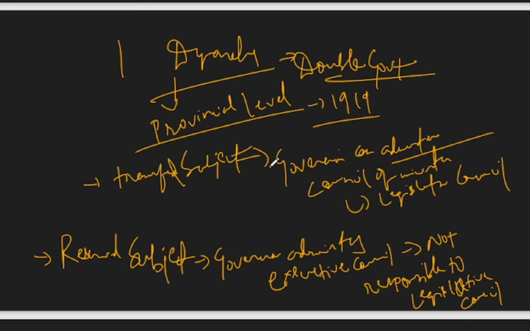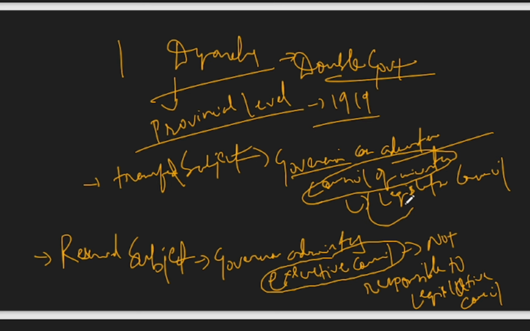So what is the difference? The difference is that in transferred subject, the governor administers through the aid of council of ministers, and here in reserved subject, the governor administers through the aid of executive council. Here council of ministers are responsible to the legislative council. Here the executive council is not responsible to the legislative council. So this is what transferred subject and reserved subject mean.